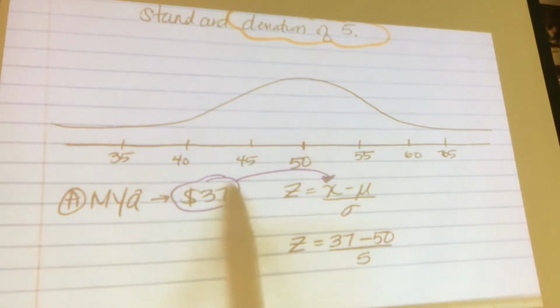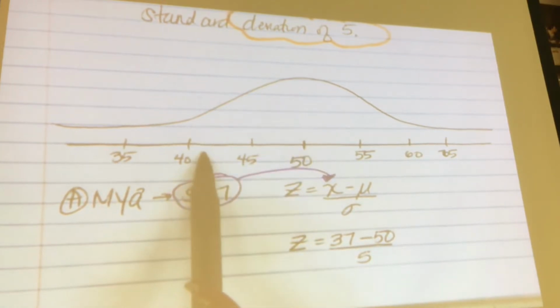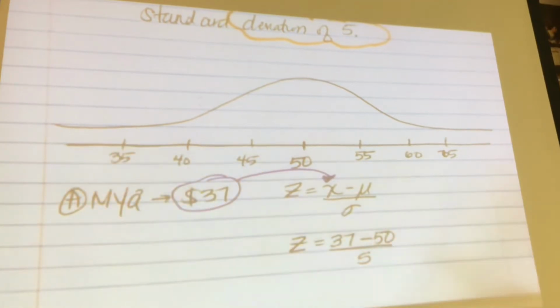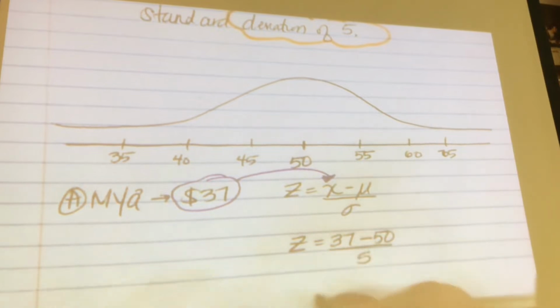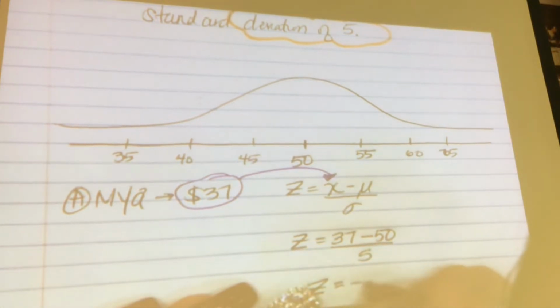Now, is Maya's amount above or below the mean? Below the mean. So is her z-score going to be positive or negative? So make sure that your answer makes sense. Take out your calculators for me and tell me, what is 37 minus 50 divided by 5? Don't yell it out. Priscilla, you got your calculator? What did you get? Good job. Negative 2.6.